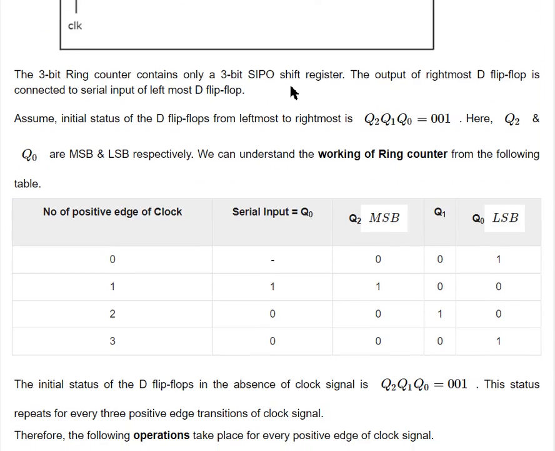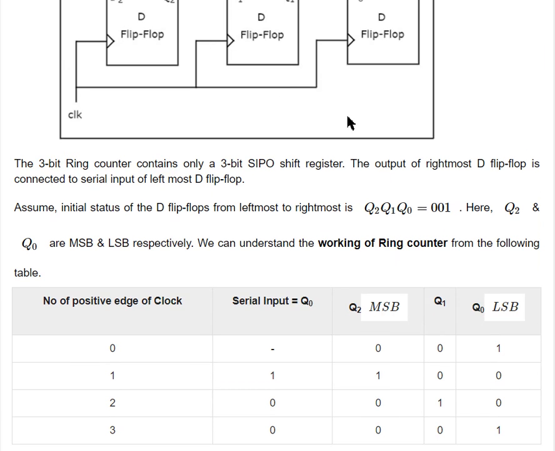So a block diagram of a 3-bit ring counter is shown here. A 3-bit shift register is here, and the output of the rightmost D flip-flop is connected to the serial input of the leftmost D flip-flop. First of all, consider the initial state: Q2 having 0, Q1 having 0, and Q0 having 1. So here the input is 0, 0, and 1. Q2 and Q0 are the MSB and LSB, Q0 is the LSB and Q2 is your MSB, respectively.